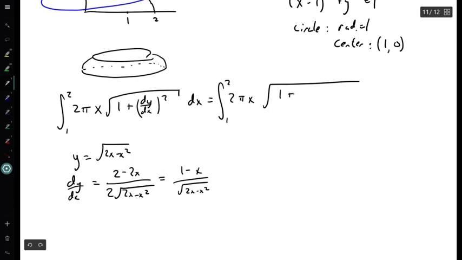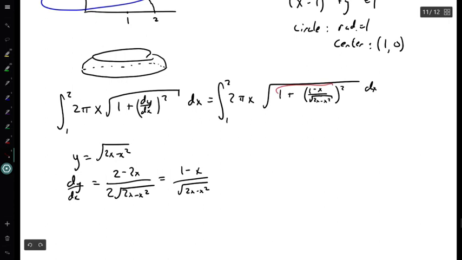So what I want to do now is look at 1 plus this derivative squared, so 1 plus ((1 minus x) over root of 2x minus x squared) squared, dx. And I'm going to tell you right now, before we go through any of the arithmetic, that this is the way that's not going to work.